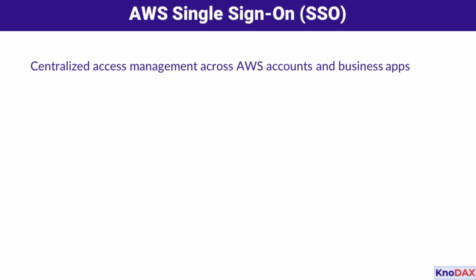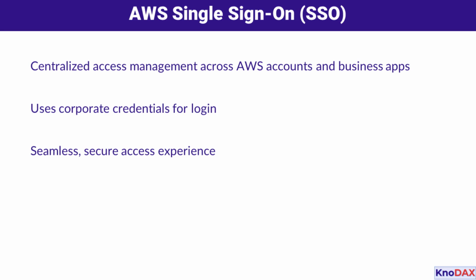Managing access across multiple AWS accounts and business applications can get complex. That's where AWS Single Sign-On, or SSO, comes in. It allows users to log in with their corporate credentials and integrates with Microsoft Active Directory and SAML 2.0, creating a seamless and secure experience.